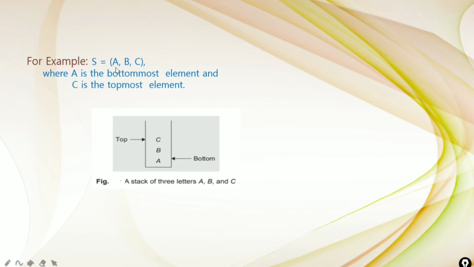This is an example which consists of A, B, C. The elements are inserted, first A, which becomes the bottommost element, then B, and then C. The last inserted element is C, so it becomes the top. We can access only the topmost element, that is C. This is an example which has three elements.